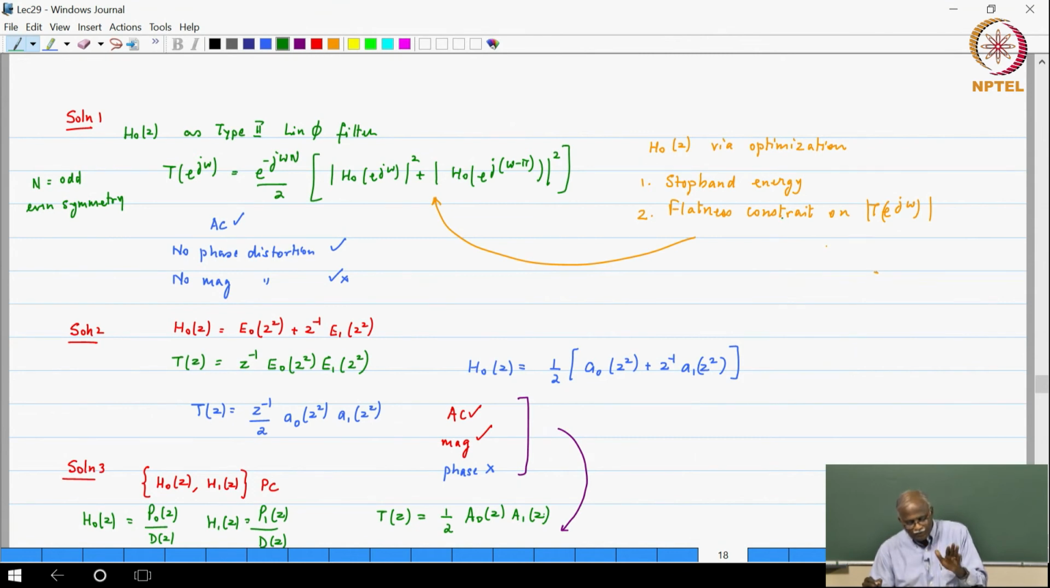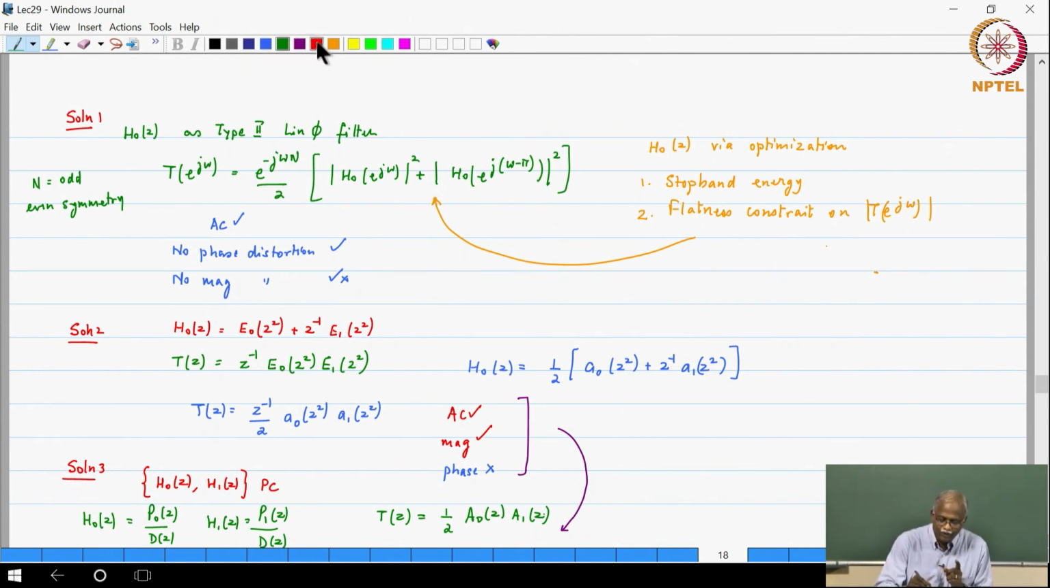So, that would give you complete elimination of phase distortion, but the magnitude distortion could have some minor ripples, depends on the order of the filter and how well you have done the optimization. The second option was to look at the polyphase decomposition and then show that T of z actually comes out to be z inverse E naught of z squared E1 of z squared, and if we could implement the filter H naught as a sum of two all pass functions, which we said was possible.